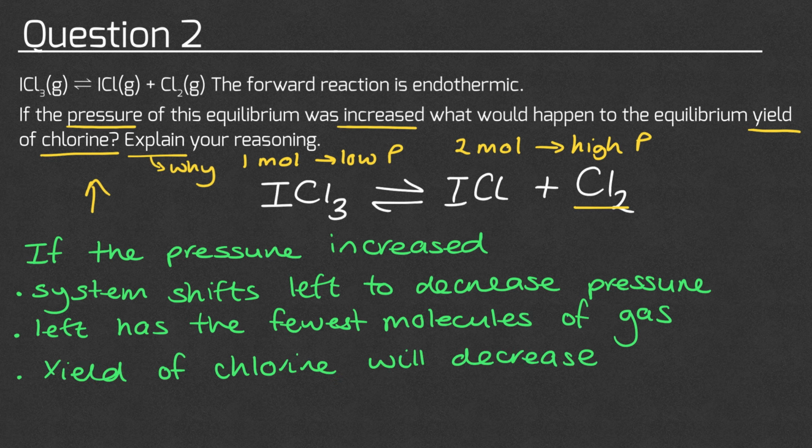The question asks us though, what will happen to the yield of chlorine? So if we're shifting equilibrium to the left-hand side, we're going to make more of whatever is on the left and less of whatever is on the right. Therefore, we're going to make less chlorine. So we would say that the yield of chlorine will decrease. Remember, the yield means how much of it we will make.